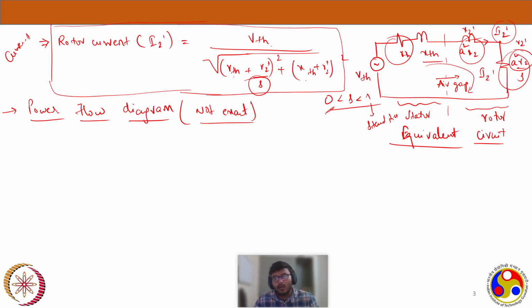Now there will be power loss in these resistances whenever a current flows through them. We call them copper losses, or we also call them I square R losses.